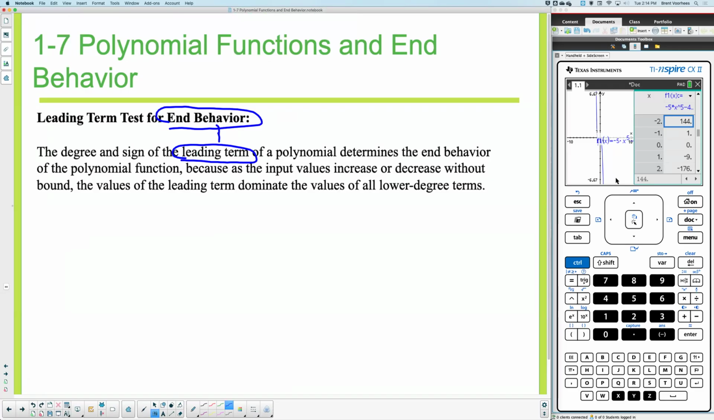Now, this is in contrast to what we did first. If we're doing even and odd functions, do you only have to look at the leading term? That means the highest power term. Do you only have to look at that one? No, what do you need to look at? All of them. So even or odd, you have to look at everything. If you're doing end behavior, meaning your limits for a polynomial, you'll only have to look at the leading term.